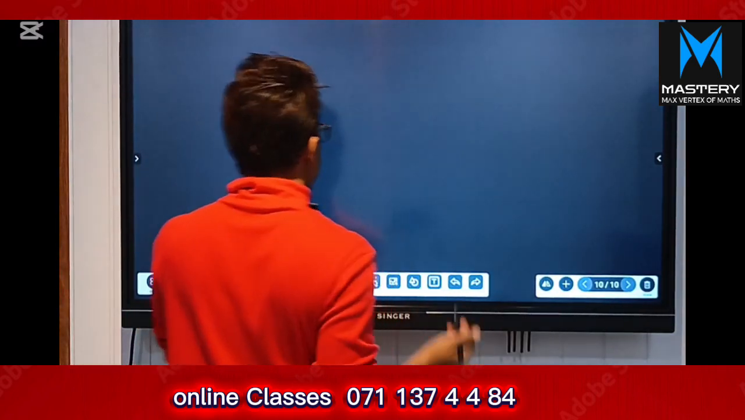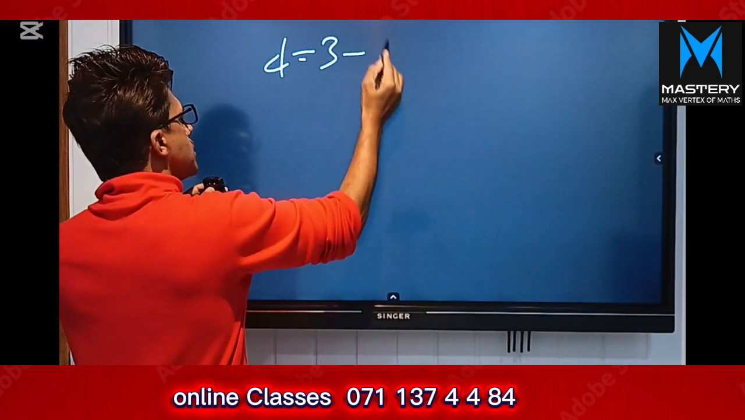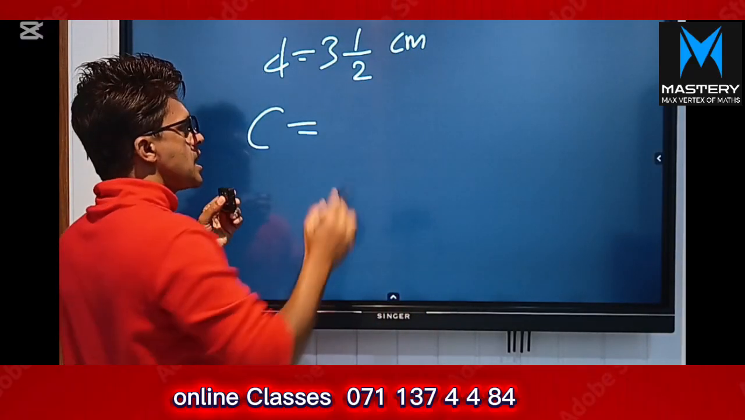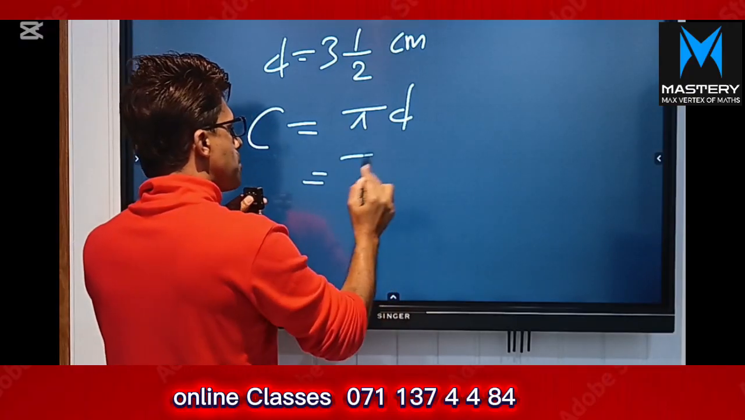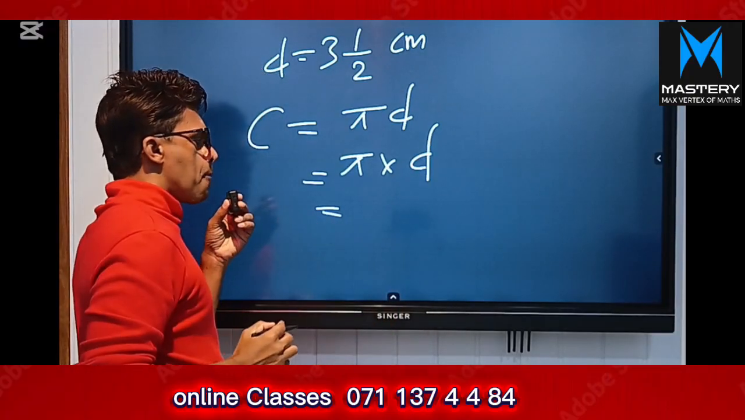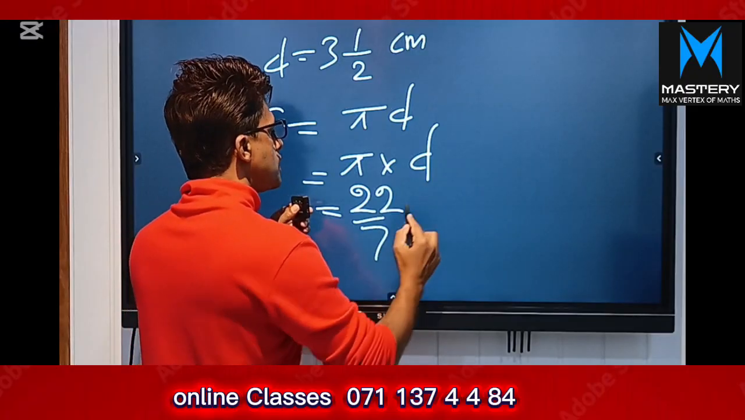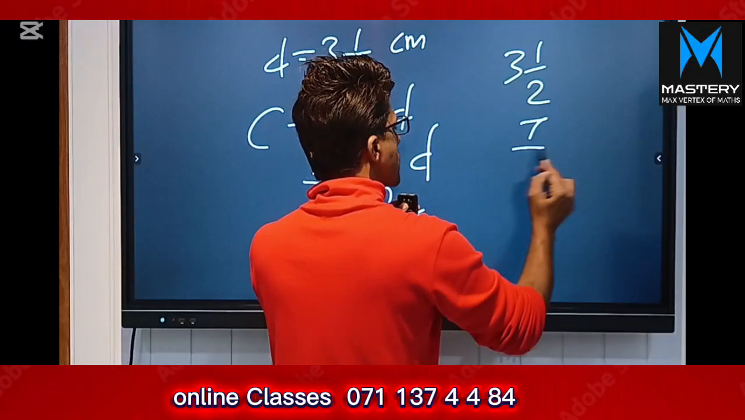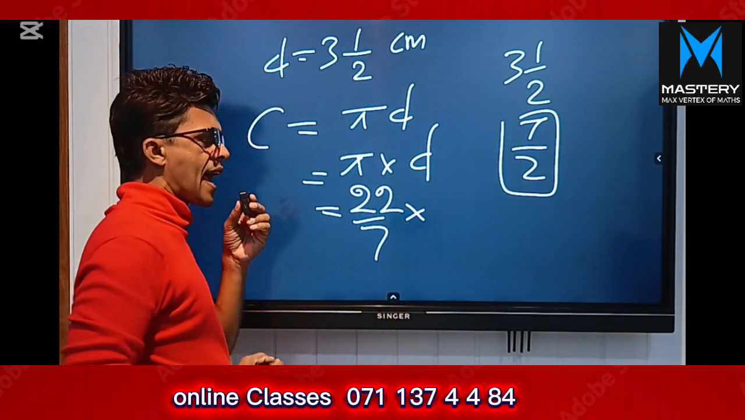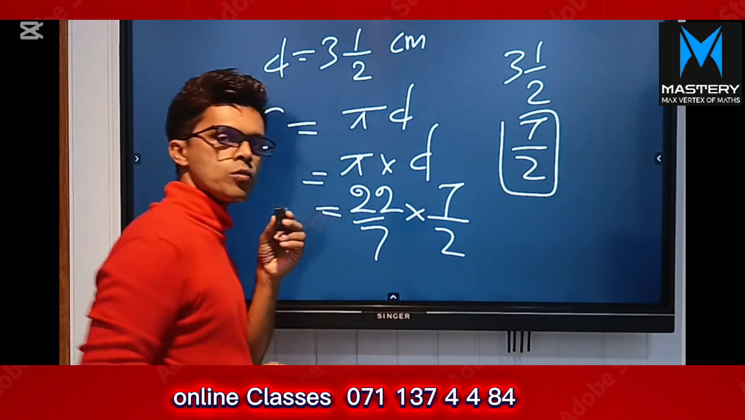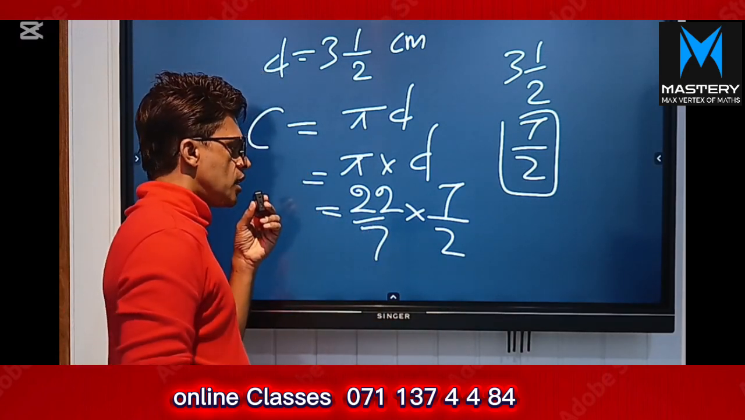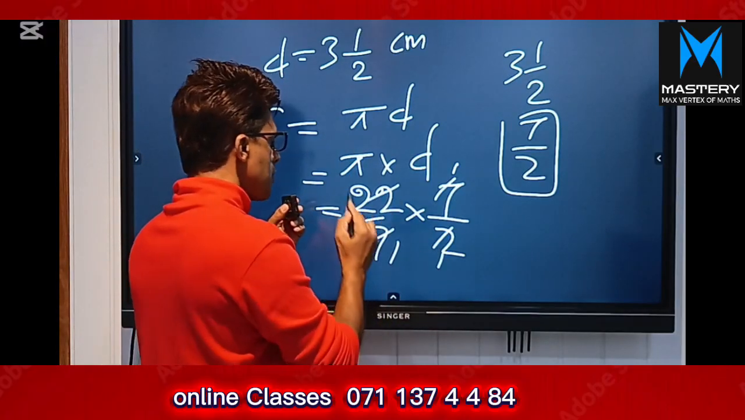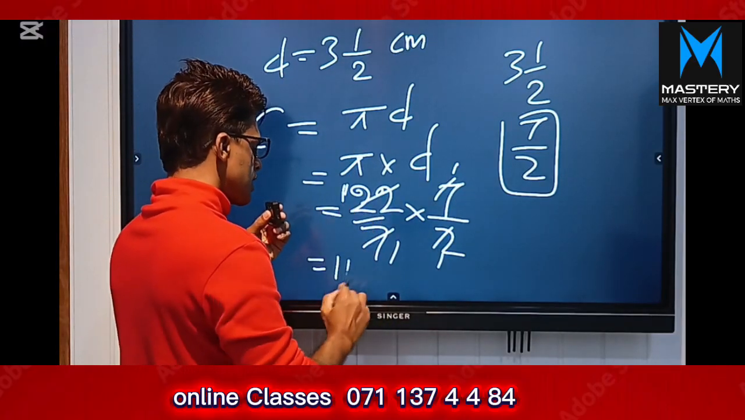Okay, the other one is where the value of d is given as 3.5. Right now let's calculate the value of c. c equals pi d. Pi equals 22 over 7. Then d means 3.5, and 3.5 means 2 times 3 plus 1, 7 over 2. So instead of d, we can write 7 over 2. Now this is multiplication, so let's simplify that. 11 times 1 is 11.